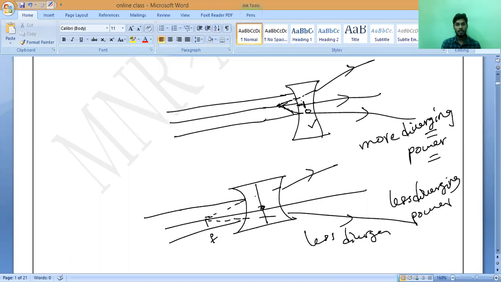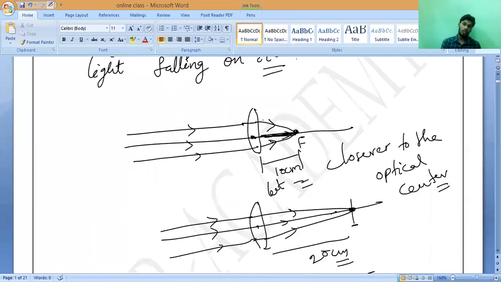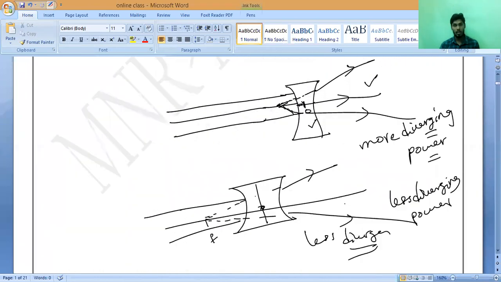Closer to the optical center, more diverging power. Far away from it, then it is having less diverging power. The same way here, if they are converging closer to the optical center, more converging power. Far away from it, less converging power. Do you understand, all of you?